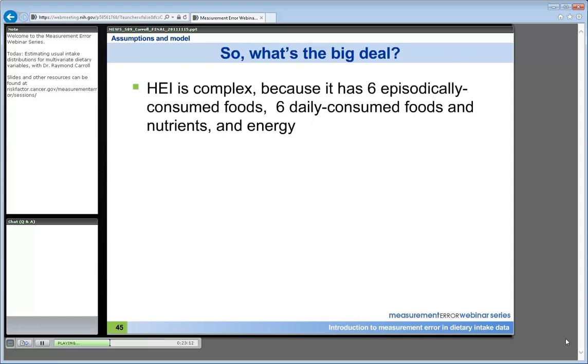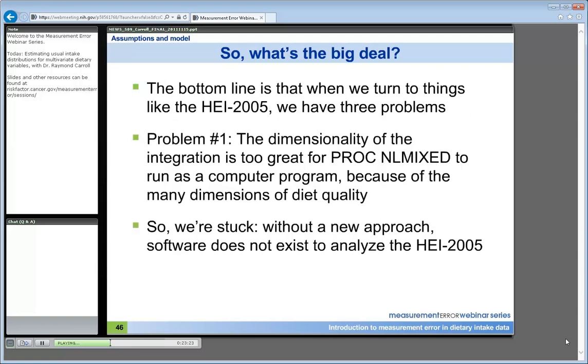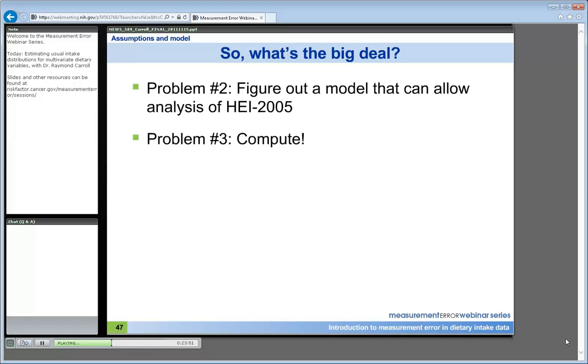And I just think it's a really cool problem for a statistician to work on, and it's a really cool problem because the HEI 2005 is an interesting way of measuring dietary consumption. So we have to do other things now. That's the bottom line. There's no current way to analyze the HEI 2005 to do distributions of usual total scores. The PROC NLMIXED cannot do these things. It's technically infeasible for them to use it, and so we need a new approach. I'll talk a little more about why it's technically infeasible.